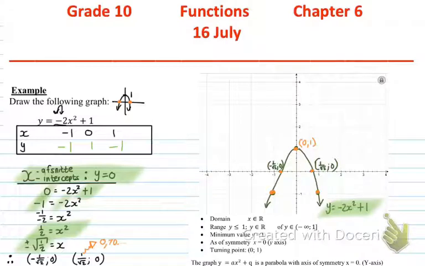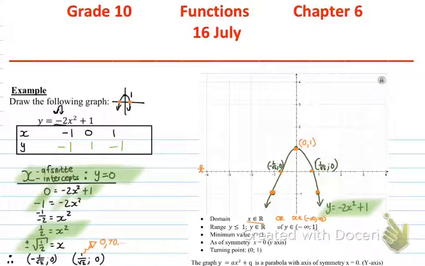Then the things that they can ask me about my graph is the domain, the range, the minimum or maximum, the axis of symmetry, and the turning point. Okay, so the domain is all real numbers, because remember the domain is about if I'm a little man walking on the x-axis, where will I find a graph? I will find a graph from negative infinity to infinity. So that's all real numbers, or I can write it like that.